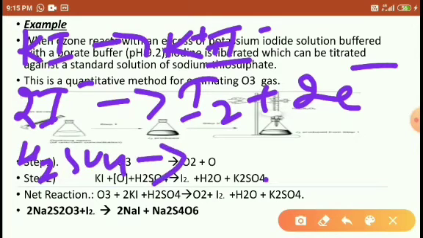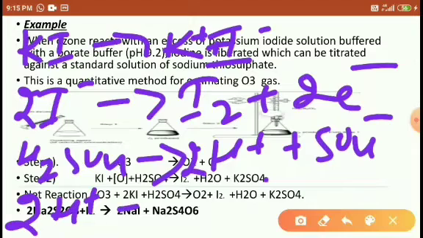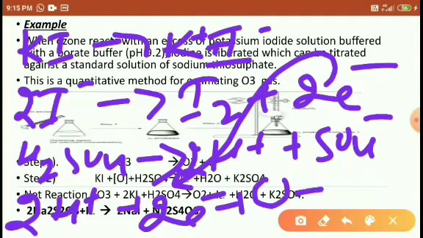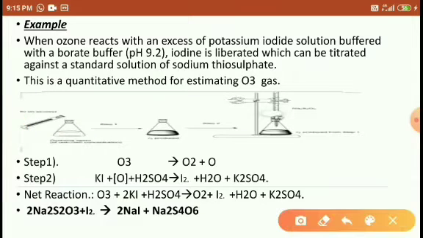H2SO4 dissociates to form 2H+ and SO4 2-. Students, so 2H+ and these 2 electrons combine with nascent oxygen O to form H2O, right, and K2SO4 is formed here, right, students? So these reactions are formed in this reaction.